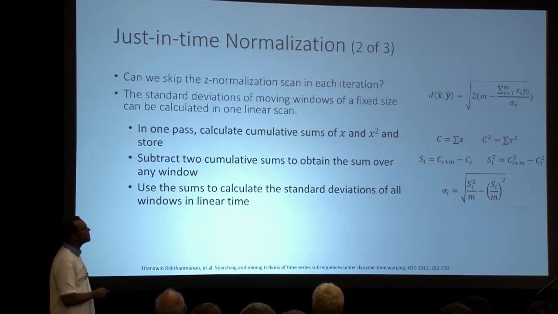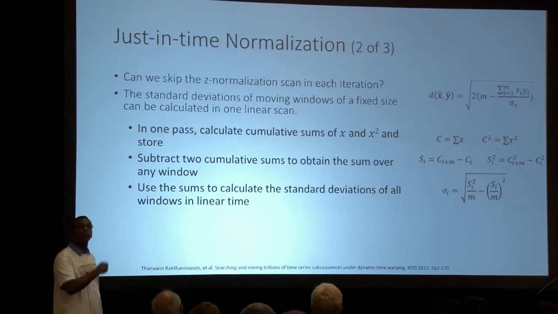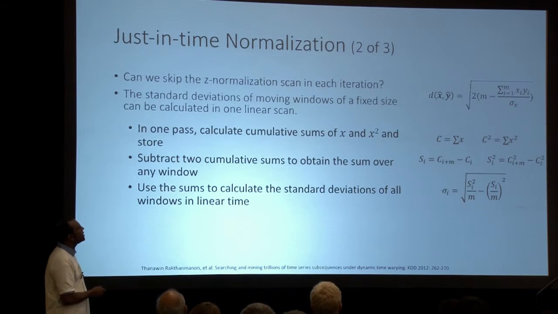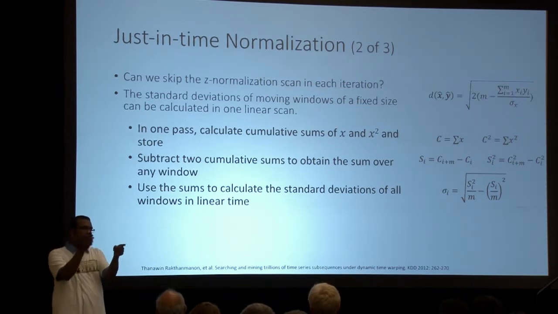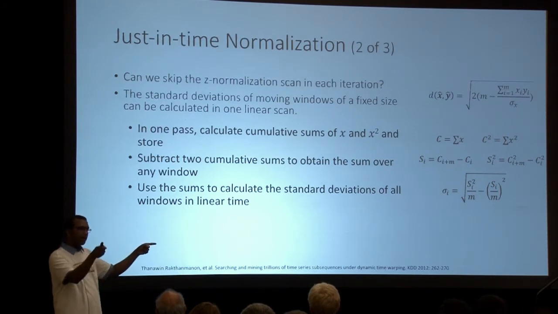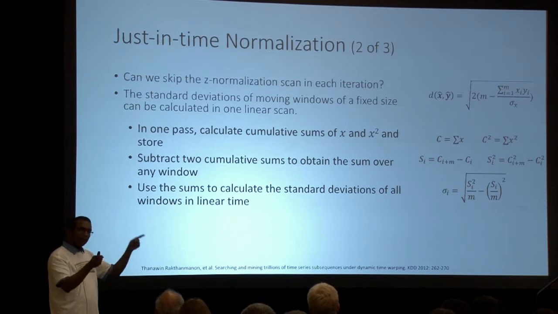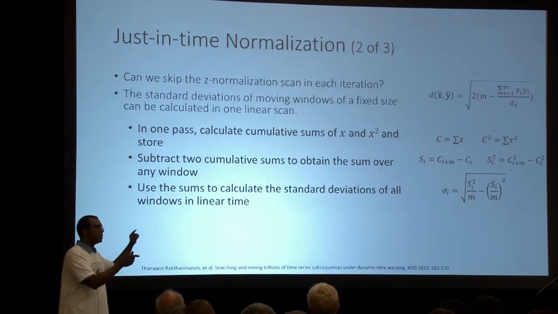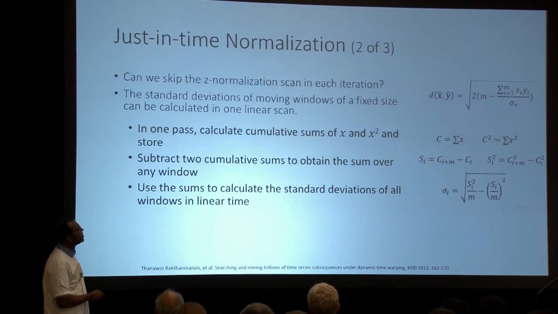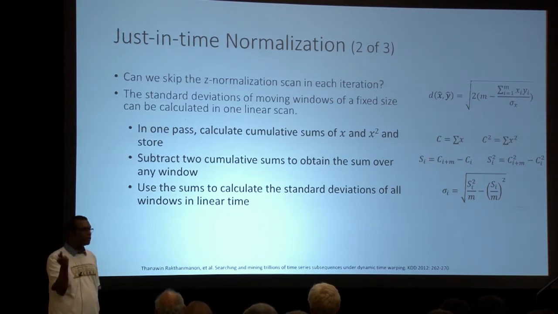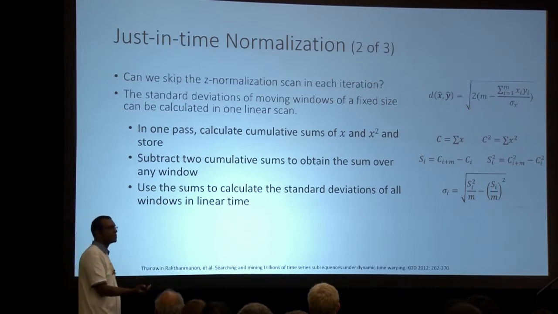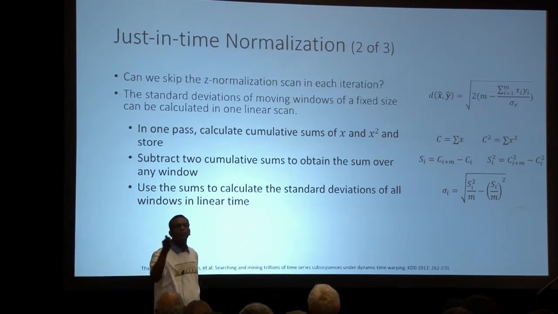You just take the cumulative sum of the vector, take the cumulative sum of the square of the vector, and then you take the subtraction of values m points apart. You subtract 1 from m, then 2 from m plus 1, 3 from m plus 2, and so on. That way you get the sum of each window. And then finally, you use this formula to calculate the standard deviation of a certain window.